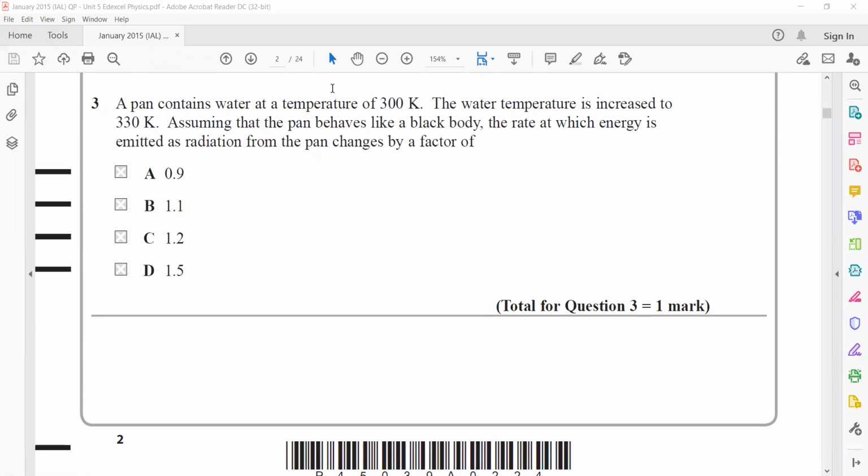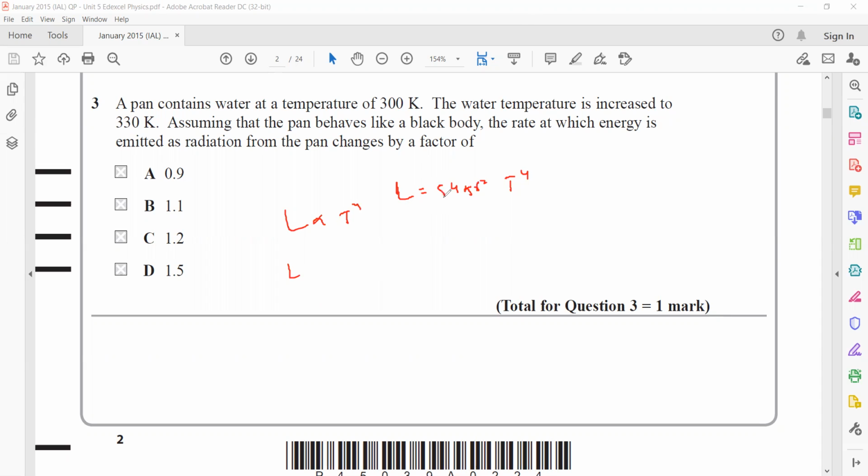A pan contains water at 300 Kelvin. The temperature of the water is increased to 330. Assume that the pan behaves like a black body. So the rate, the power or luminosity, is equal to surface area 4 pi r squared times T raised to power 4. So we can also say luminosity is proportional to temperature raised to power 4.